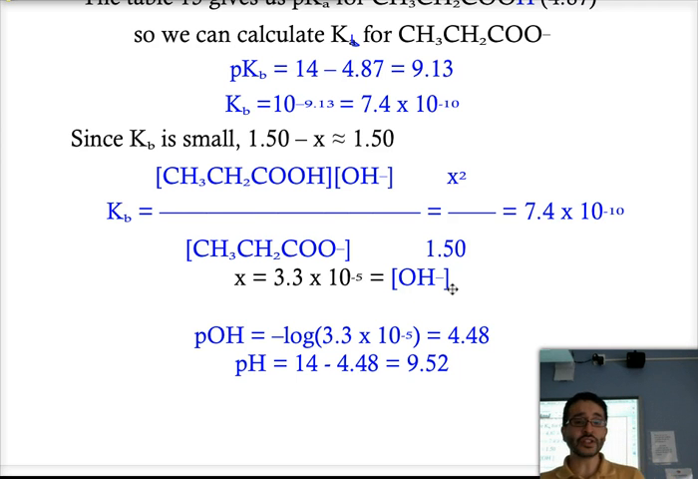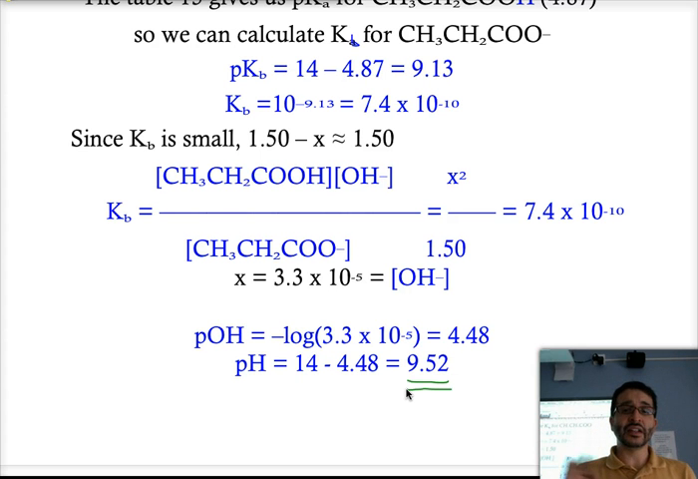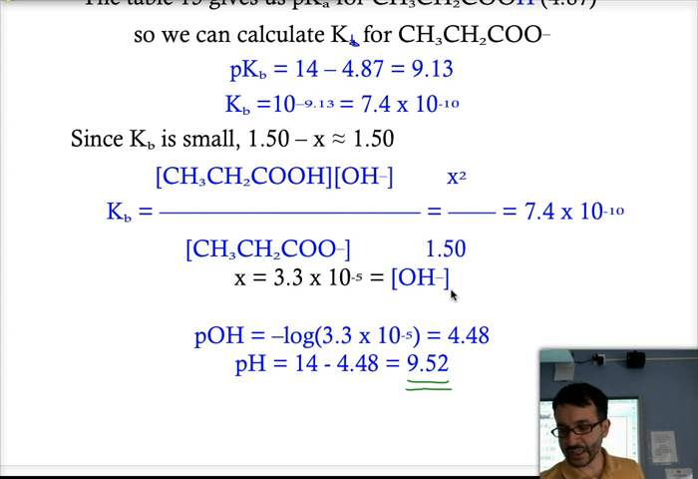Now, the concentration of the hydroxide ion does not allow us to calculate pH directly, but we can calculate pOH. The negative logarithm of 3.3 times 10 to the negative 5 is 4.48. And then 14 minus 4.48 gives us the pH of this basic solution, which is going to be 9.52. The most common mistake that students make in this type of problem is that they get the answer of X and they move on. They forget that the question always asks about pH, pOH, or something like that. So it is important to keep in mind where you're going in your actual work.